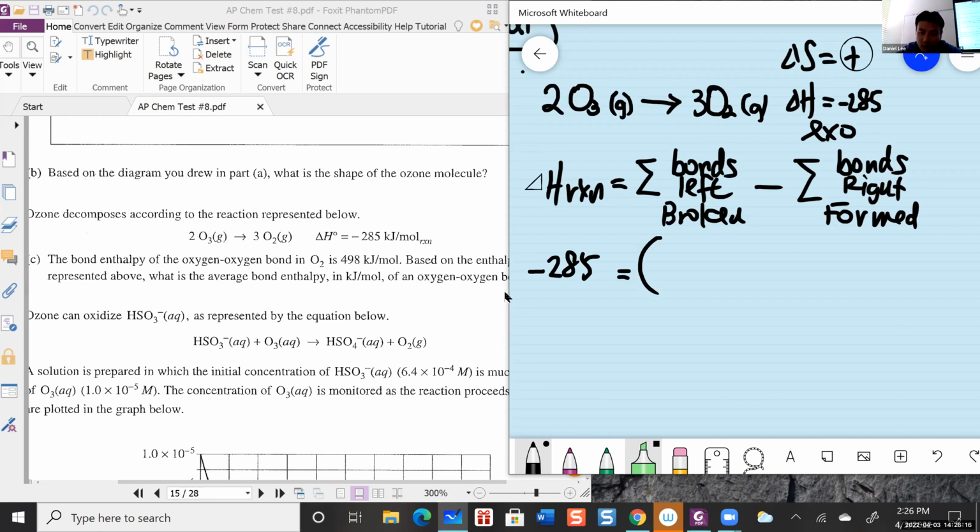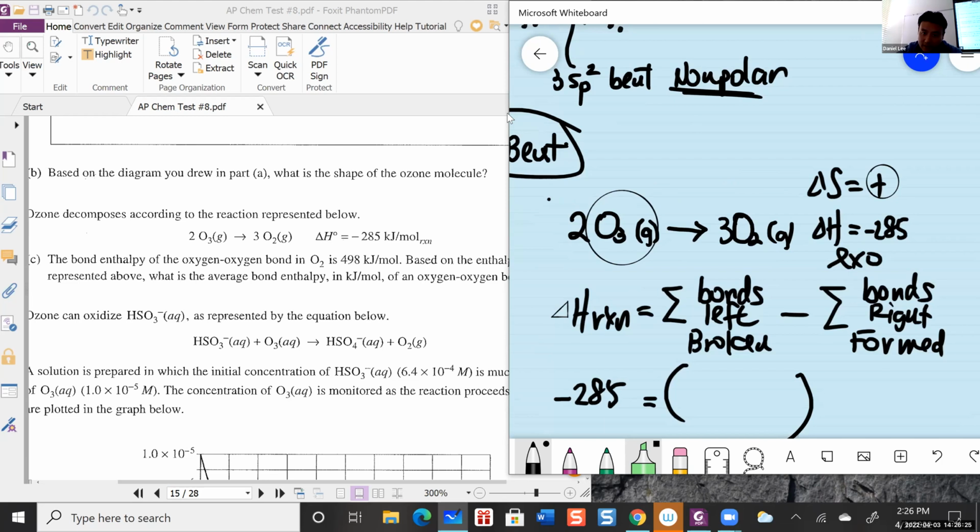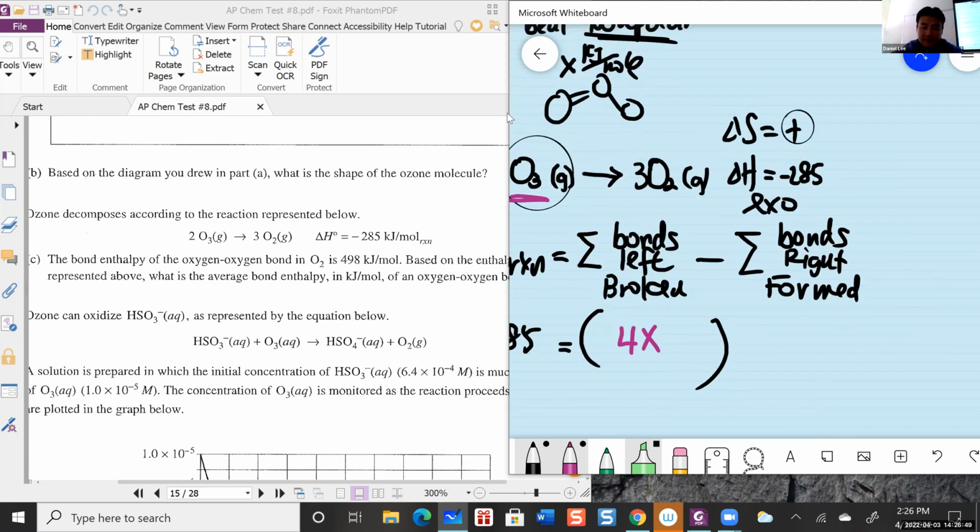So what are all the bonds on the left? I have 2 ozone, right? Do you see that each ozone has 2 bonds? So I'm going to call each one X kilojoules per mole. So if I have 2 of them, wouldn't that be 2 times 2? That's actually 4 X on the left side. 2 ozone molecules, every ozone molecule has 2 X's. There's 2 ozones, so that's 4 X's. That is all the bonds on the left side.